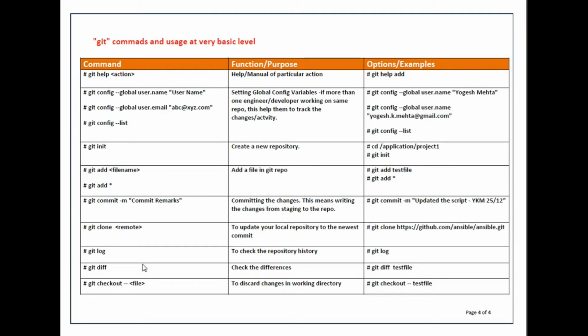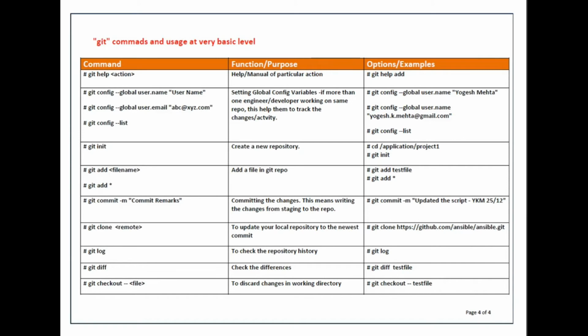Next thing, let's say you have made some changes, but you don't want git to track those changes. Then you can run git checkout -- followed by the file name. It will discard all changes at the git level, the git indexing area. Basically, that's not actually changed in your local file, but git ignores all the changes. So you can run git checkout -- file, as I mentioned.